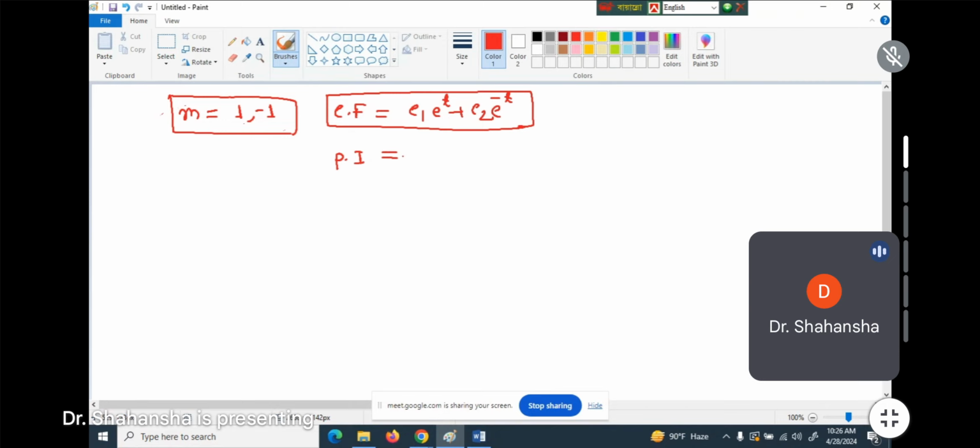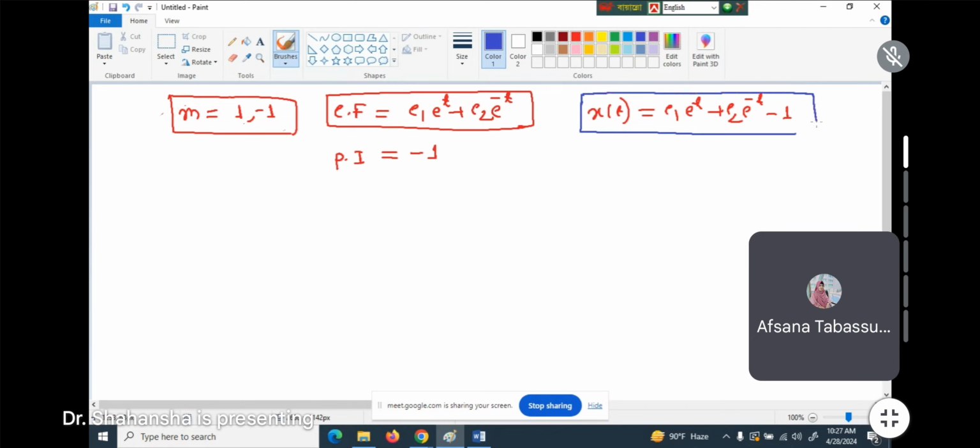X of t. Which friend finds the x of t? What is the pi value? Minus 1. The general solution x of t equals c1 e to the power t plus c2 e to the power minus t minus 1. I believe you can get these types of solutions. Am I right, friends? Yes, sir, there was a small mistake. Okay, no problem.